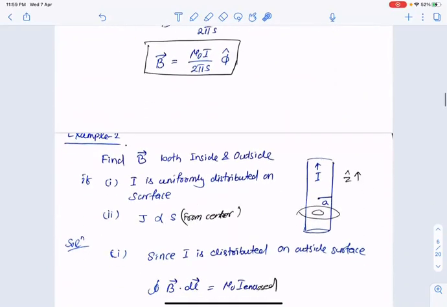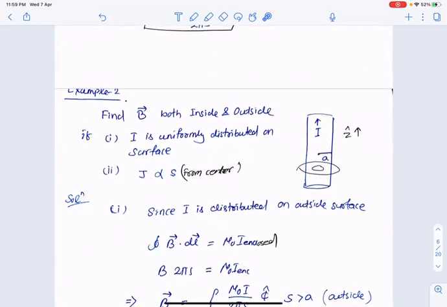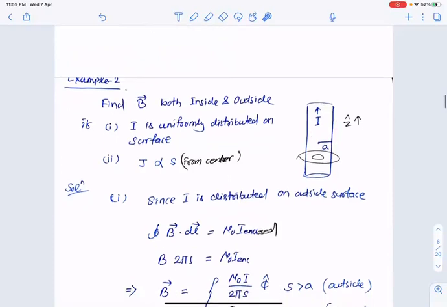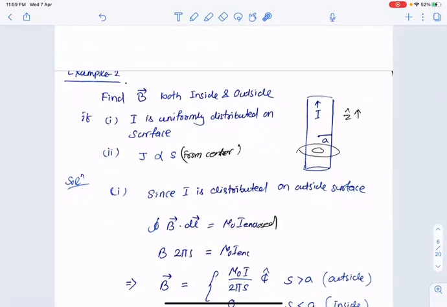Now let me make it a little more complicated. Instead of a wire, let me take a cylinder, and ask what is B if you are inside the cylinder or outside the cylinder. I can also make it conditional, saying that I is uniformly distributed on the surface. Then what will B be inside and outside?